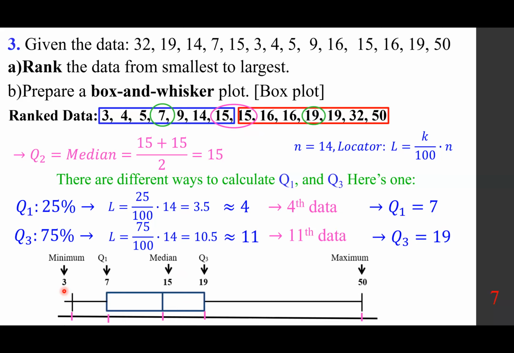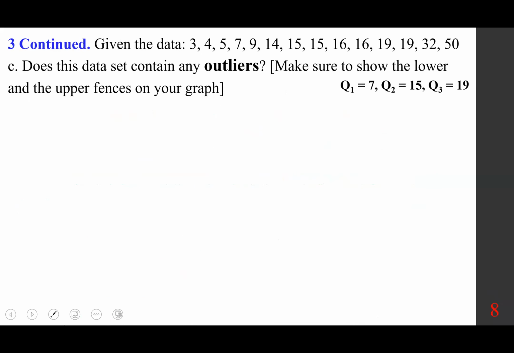So you need 5. If they said 5 numbers summary, those are the 5 numbers you need. All right. We are looking at the same question. Does this data set contain any outlier? Make sure to show the lower and upper fences on your graph. First of all, outliers, simply put, means something which is out there, which is way off. And you can sometimes look at it and see which number is way off, but we want to do it mathematically.